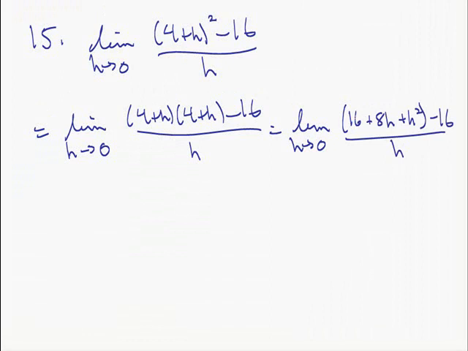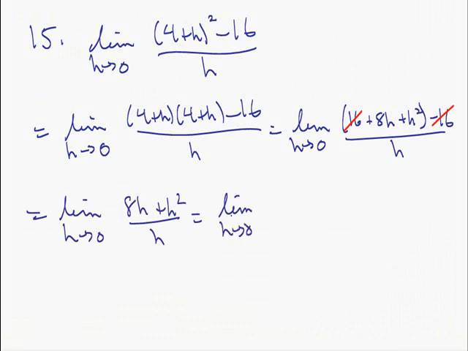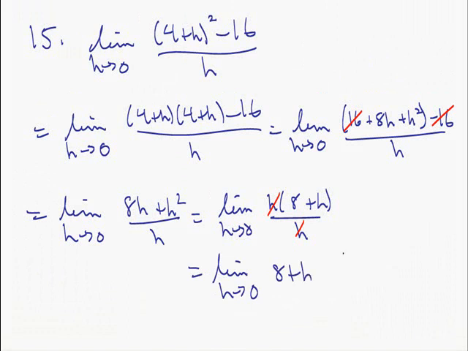Alright, notice what happens here. We got a positive 16 and a negative 16 in our numerator. Those go away, and so we're left with the limit as h approaches 0 of 8h plus h squared divided by h. Well, that means we can factor an h out of the numerator, and we're left with h times the quantity of 8 plus h over h. Here the h's divide to 1, and so this is going to equal the limit as h approaches 0 of just 8 plus h. And now we have a polynomial function that is defined at h equals 0. So we can just plug the 0 in for h, and we get 8 plus 0, or just 8.